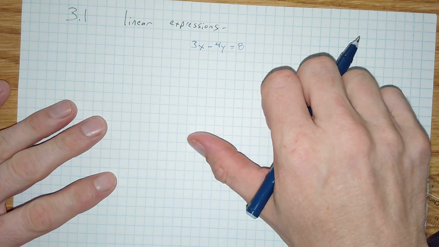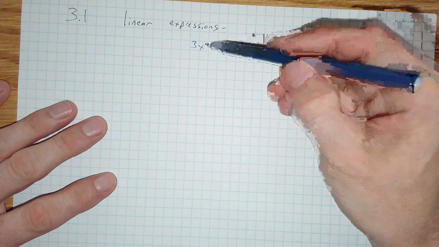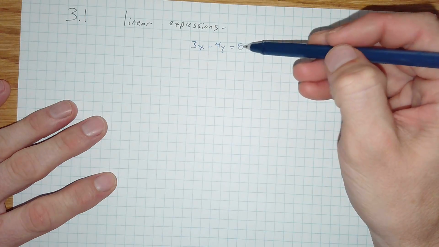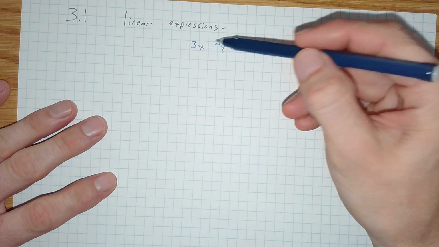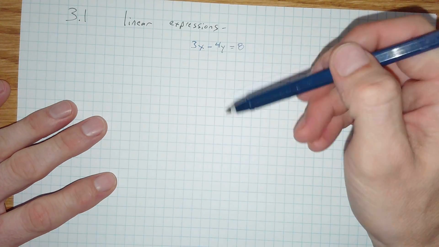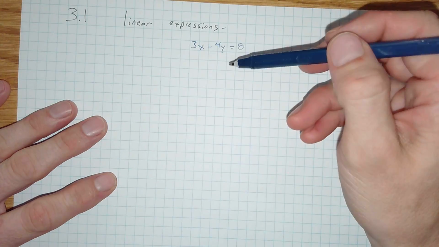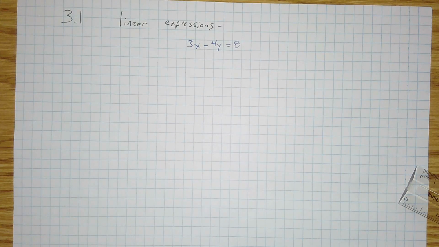Okay, in a linear expression, no term or constant has anything higher than a degree of 1, meaning nothing has an exponent higher than 1. And this results in a straight line if you were to plot it on a coordinate plane.